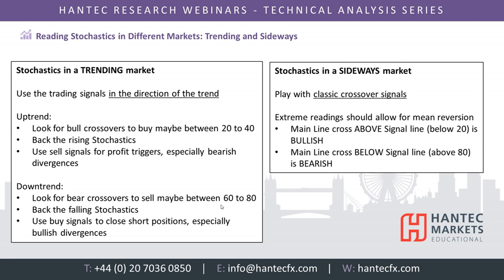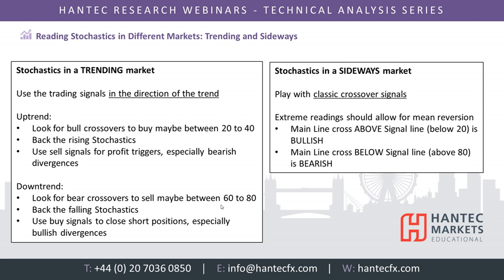And the big predominant reason for that, and I can't stress this enough, is because you trade in the direction of the trend. So the first thing you've got to do is identify the trend. And once you've identified whether you're in an uptrend, a downtrend, or no trend, you can then start to pull together exactly how you're going to read the stochastics.